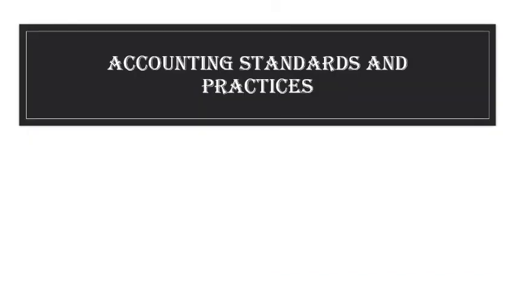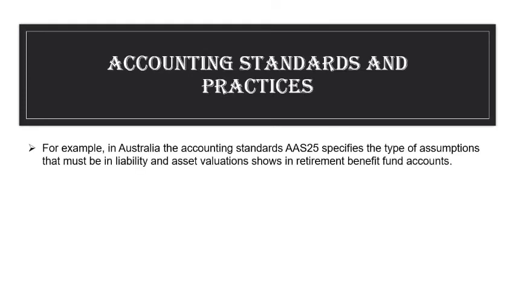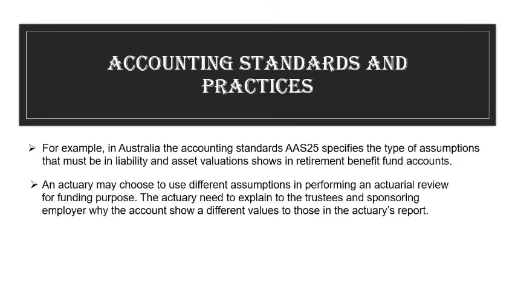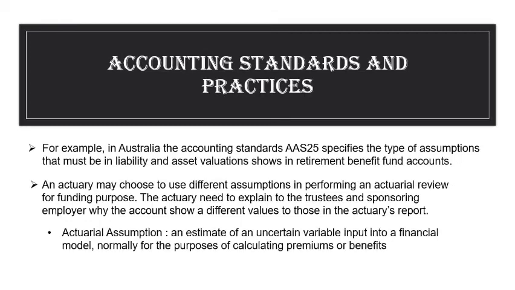Accounting standards and practices. For example, in Australia the accounting standard AS 25 specifies the type of assumptions that must be used in liability and asset valuations shown in retirement benefit fund accounts. Furthermore, an actuary may choose to use different assumptions in performing an actuarial review for funding purposes. The actuary needs to explain to the trustees and sponsoring employer why the accounts show different values to those in the actuary's report. Actuarial assumptions are an estimate of an uncertain variable input into a financial model, normally for the purposes of calculating premiums or benefits.